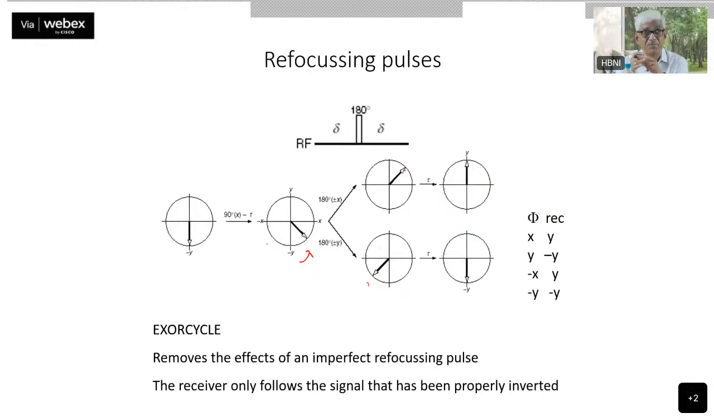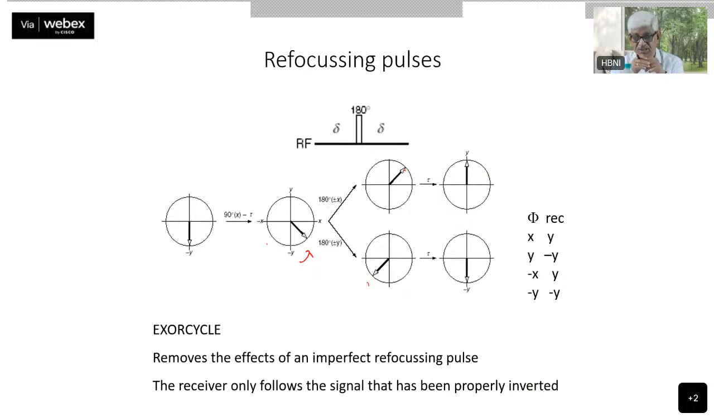But if they are not in the same plane, what happens? There will be components along the x and the y. Some component will be along the y, some component along the x. Now these will have to be cancelled out, because the receiver has to be adjusted to only one of those. When you adjust the receiver to one of those, the other one will have to be cancelled out. Therefore, what you do is cycle the phase of the 180-degree pulse and the phase of the receiver.